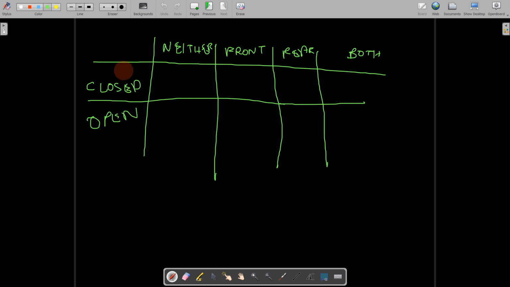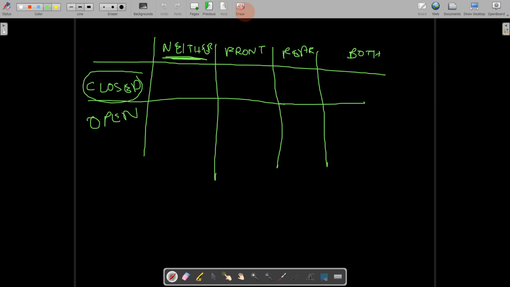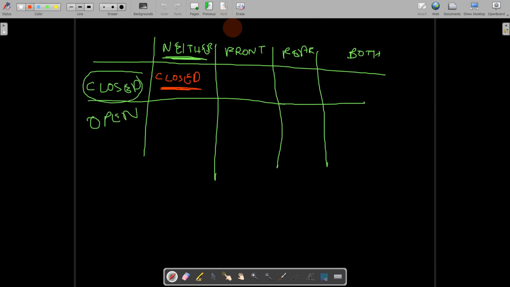Based on this, if your current state was closed and you got from the sensors input neither, okay, closed neither, then you stay in the closed state, right? And this entry is representing the next state or next action the door controller would take. Similarly, I am writing it fast because I explained it in the graph over here. So we will fill it in fast.